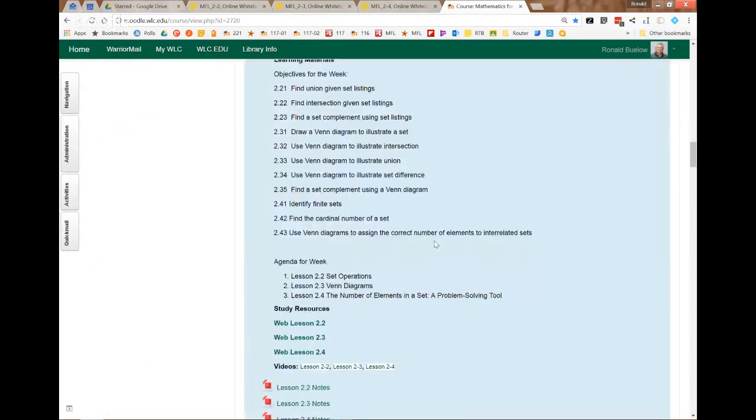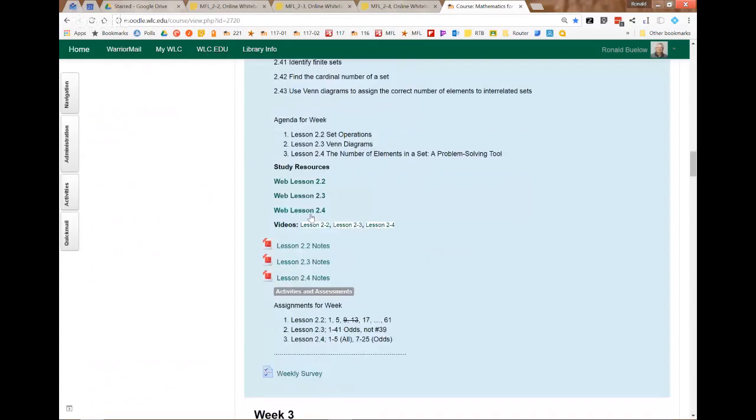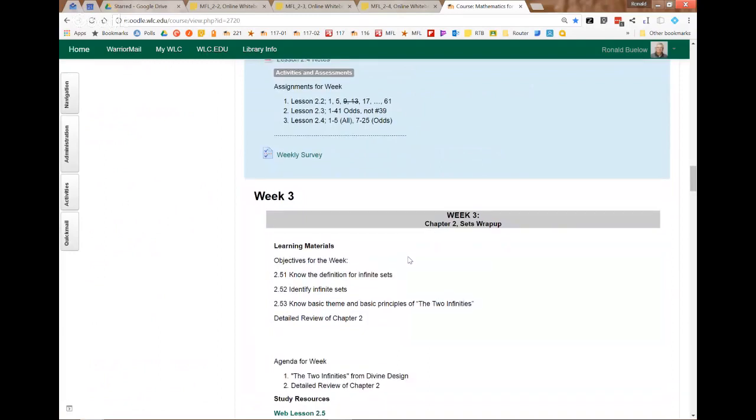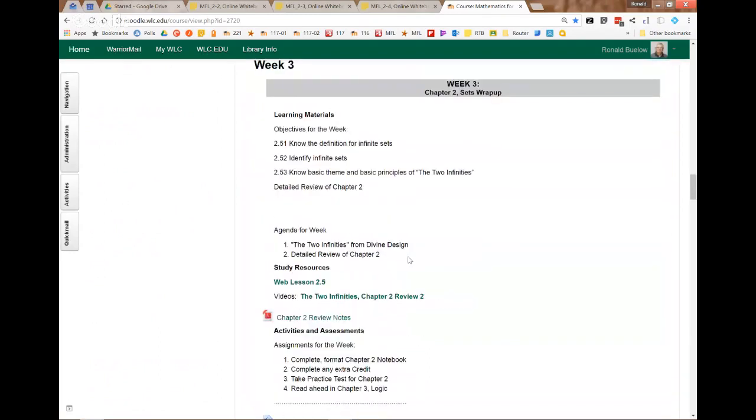So this is the week we're currently in. We just finished this lesson 2-4. So next week, Wednesday, technically we're into week 3. And you can see what's going to happen. This is going to be a little different. I'm going to be giving you a presentation for the infinite sets called the two infinities. That's this right here. And then the rest of the night, we are going to be reviewing the chapter that we have just finished.